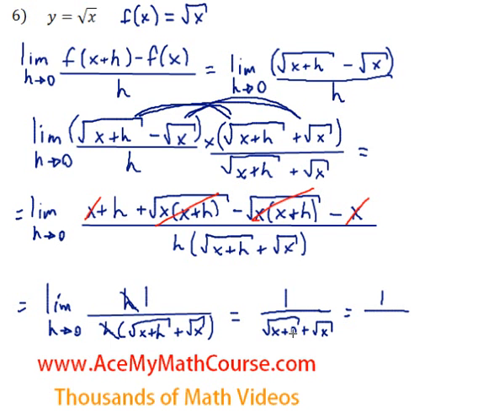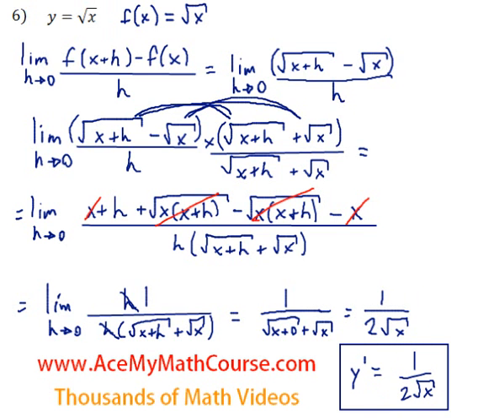The square root of x plus 0 is just square root of x. The square root of x plus square root of x is just 2 square root of x. So this is our final answer. And that is y prime, the derivative of the square root of x. Here we go. One more rectangle around the answer, and we're done. That's it.